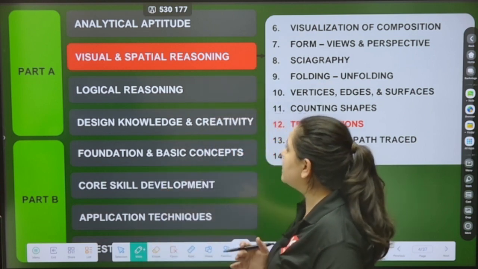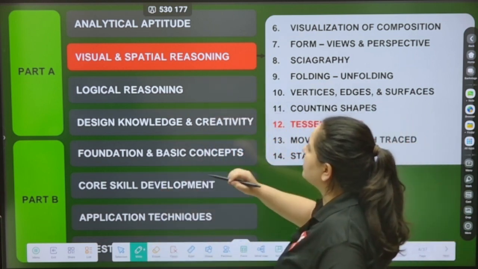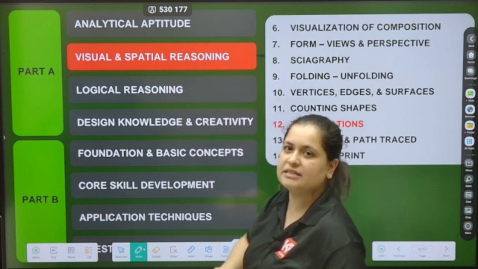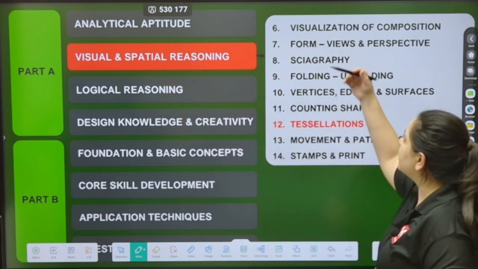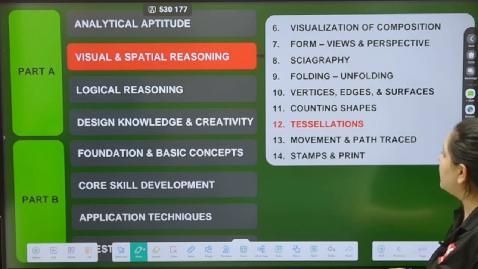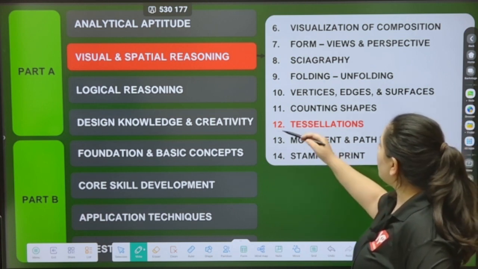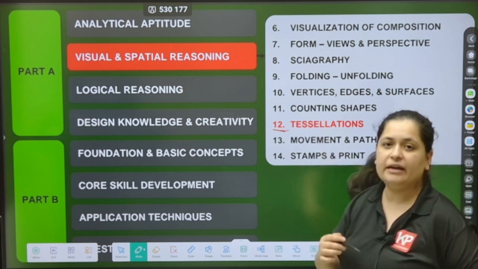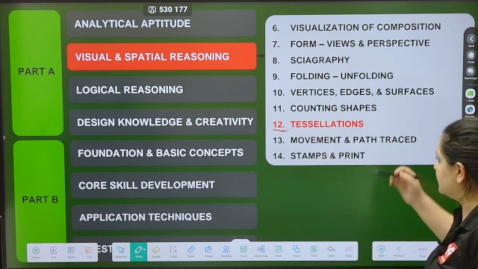For today's lecture, we will be focusing on visual and spatial reasoning, which starts from day 6 and continues till day 14. In today's lecture, we will be focusing more on day 12's topic, that is tessellation.